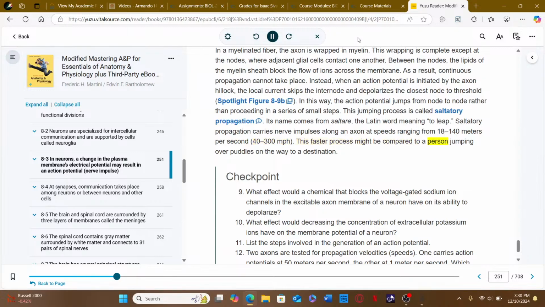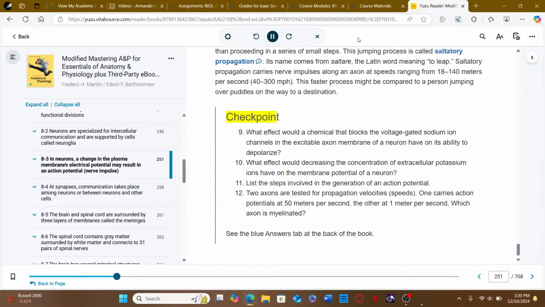This faster process might be compared to a person jumping over puddles on the way to a destination. Checkpoint. What effect would a chemical that blocks the voltage-gated sodium ion channels in the excitable axon membrane of a neuron have on its ability to depolarize? What effect would decreasing the concentration of extracellular potassium ions have on the membrane potential of a neuron? List the steps involved in the generation of an action potential.